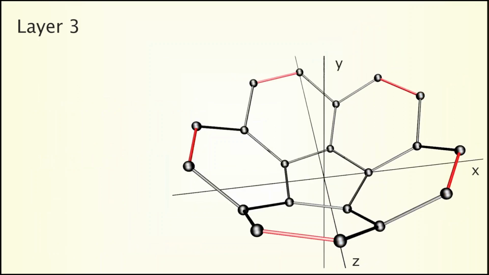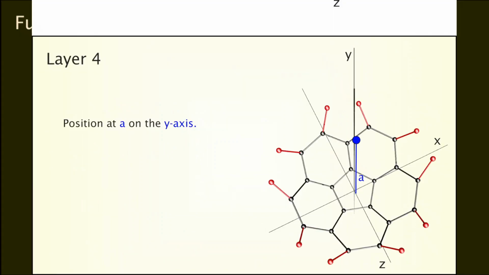For closing the hexagons, we still have to connect positions 11 and 12, 13 and 14, and so on. Layer 3 is finished. Here comes layer 4, which will be our final layer. The rest of the molecule is defined by simple symmetry.